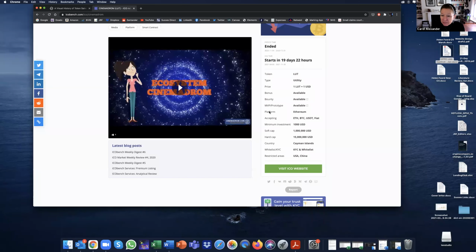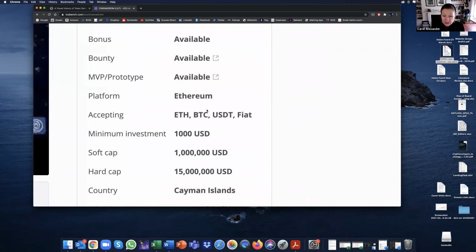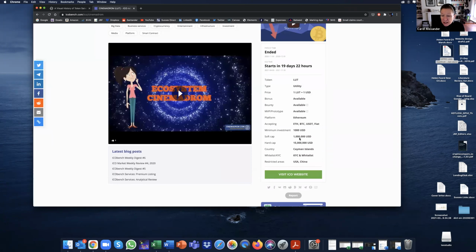The Bonus Bounty platform is on Ethereum. That's where the smart contract will be residing. They accept Ether, Bitcoin, Tether, and any fiat currency as well. Minimum investment is $1,000. If they don't reach the soft cap of 1 million, it won't go ahead. There's a hard cap of 15 million, and any funds raised above 15 million should be returned.